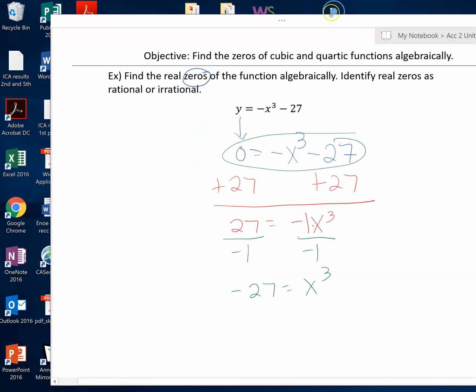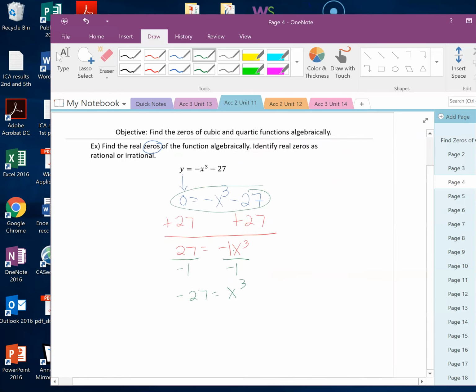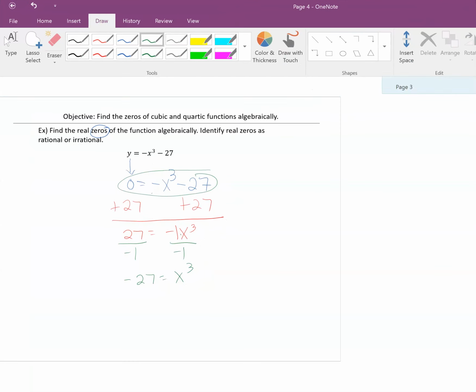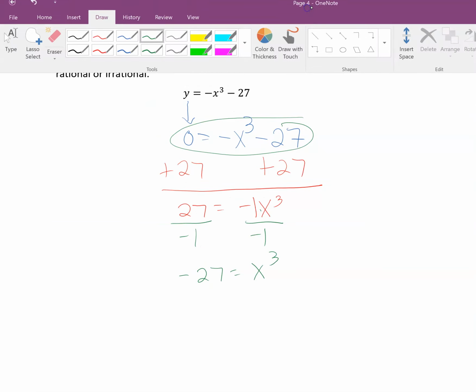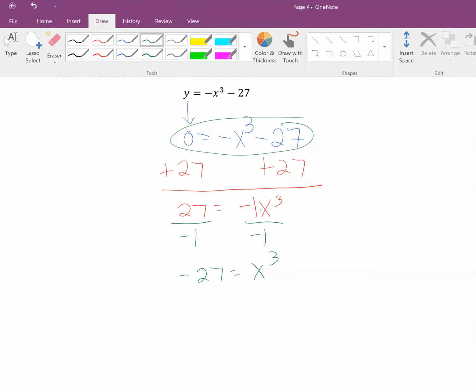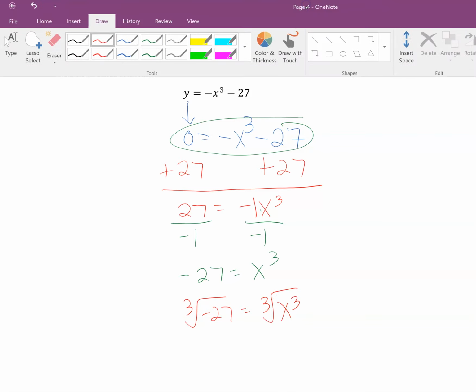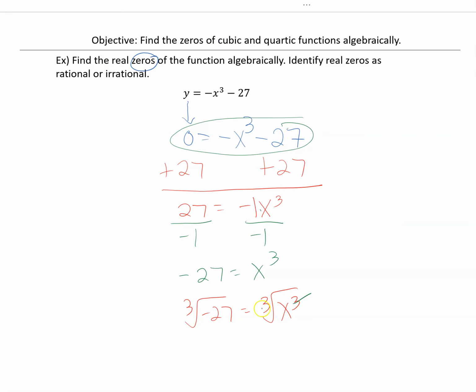So now we are going to undo that power of 3 again. So we're going to take the cube root of negative 27 equals the cube root of x cubed. And on our x side, we are looking at the cube and the cube root, again undoing each other, and that's going to give us x.